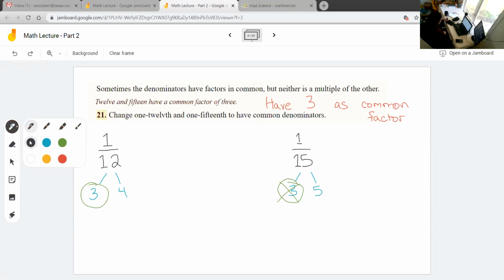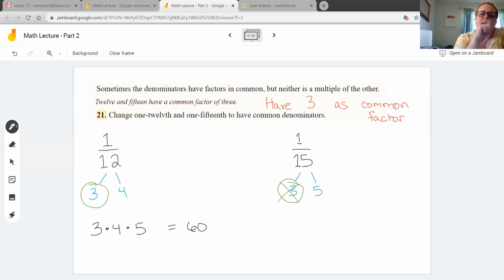I find that clutters up my page a little, whatever makes you happy. So what is not crossed out? This 3 is not crossed out. This 4 is not crossed out. That 5 is not crossed out. And when I multiply all of those together, I get 60. Why is that first 3 not crossed out? Because I only cross out the second ones.